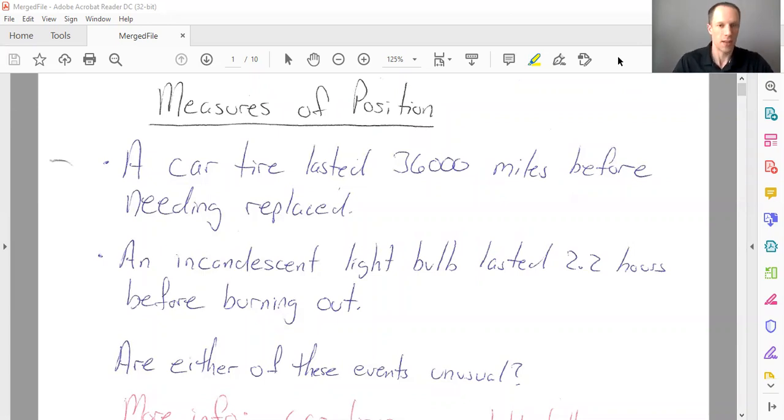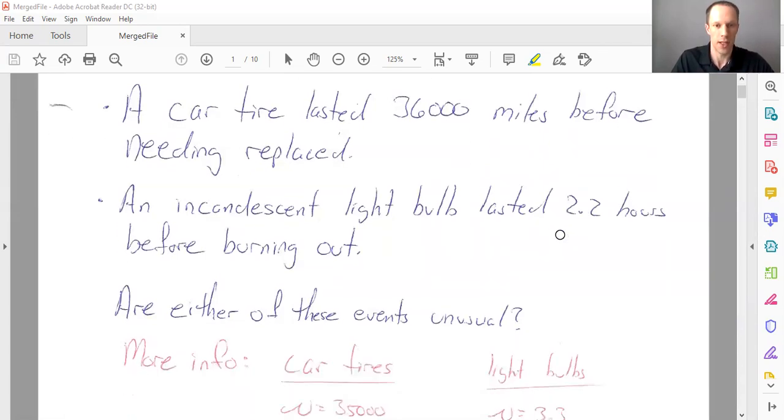So to give you an idea of where we might want to use something like measures of position, let me tell you about this car tire that lasted 36,000 miles before needing to be replaced, and an incandescent light bulb that lasted 2.2 hours before it burned out and needed to be replaced. We might ask the question, are either of these events unusual? Well, to really answer that question, we're going to need more information.